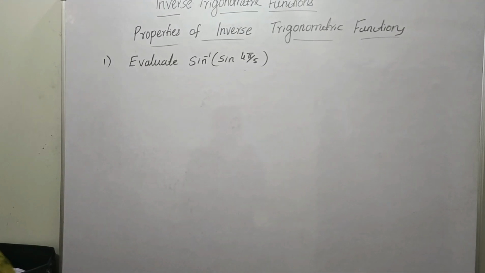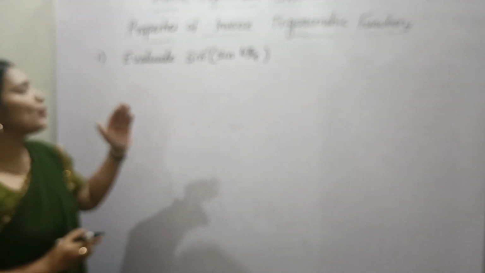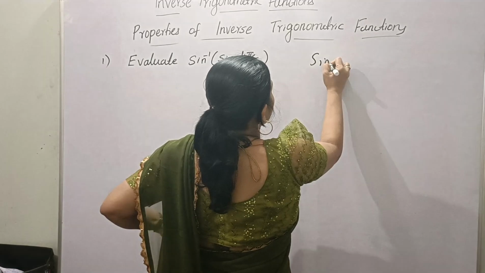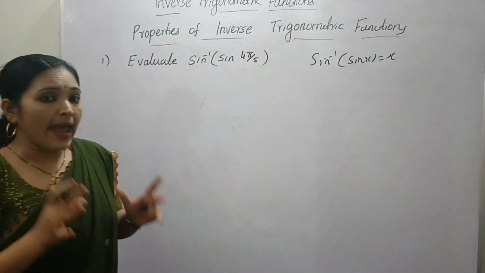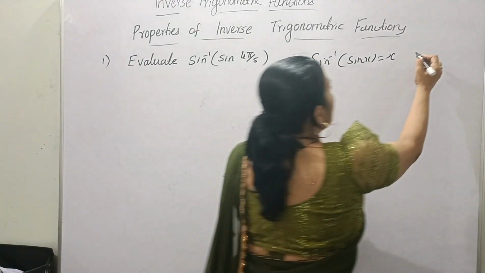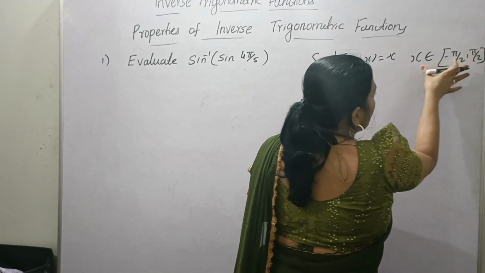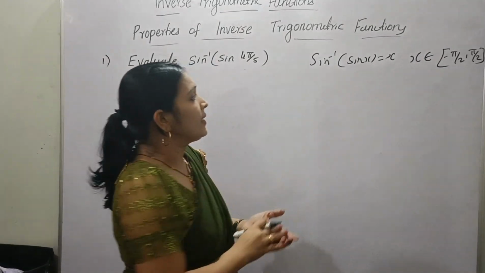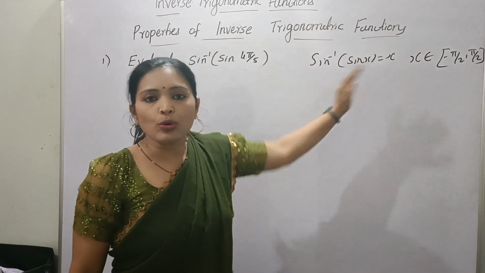Evaluate sine inverse of sine 4 pi by 5. So here we have to find the value of sine inverse of sine 4 pi by 5. We know that sine inverse of sine x is x itself, right? Sine inverse of sine x is equal to x, so that x should be in minus pi by 2 to pi by 2. If x belongs to the interval minus pi by 2 to pi by 2, then it satisfies this property. Sine inverse of sine x is equal to x.